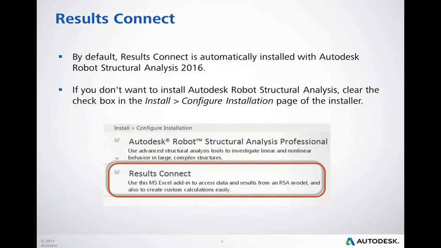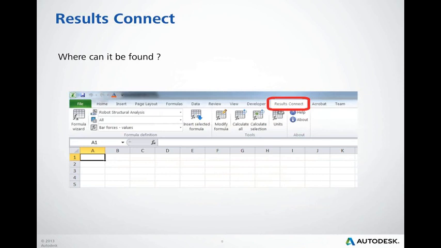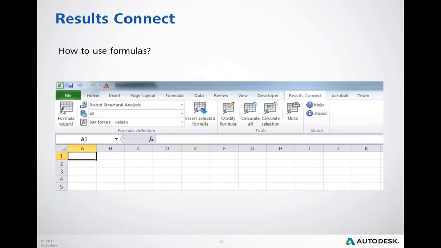Results Connect is automatically installed with Robot Structural Analysis 2016. It is available on an additional tab, Results Connect, added to the Excel ribbon by the Robot installation. To get any data from Robot to Excel, it is required to use formulas in a similar way as standard Excel functions are used. After activating the cell where the data should be imported, the Formula Wizard can be used.